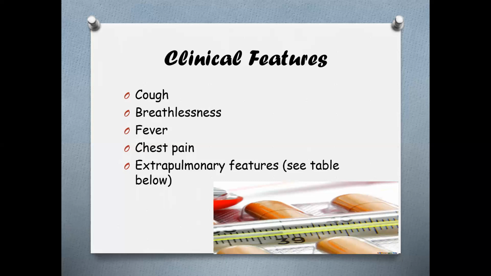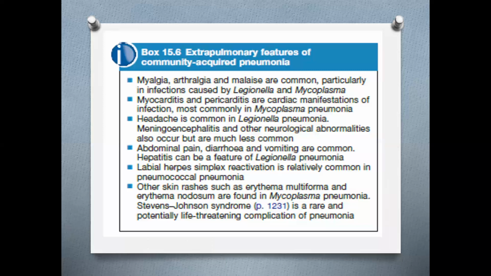So there are some extrapulmonary features that we're going to discuss in the table below. These are more common in certain infections and they are not universal. Sometimes the presence of these symptoms gives a clinical clue as to the etiology. So these are the extrapulmonary features of community-acquired pneumonia. Myalgia, arthralgia, and malaise are common, particularly in infections caused by Legionella and Mycoplasma.